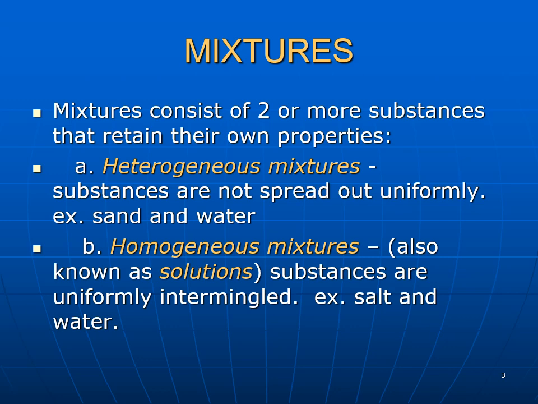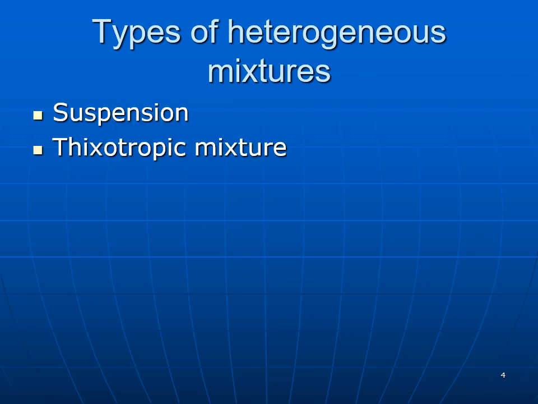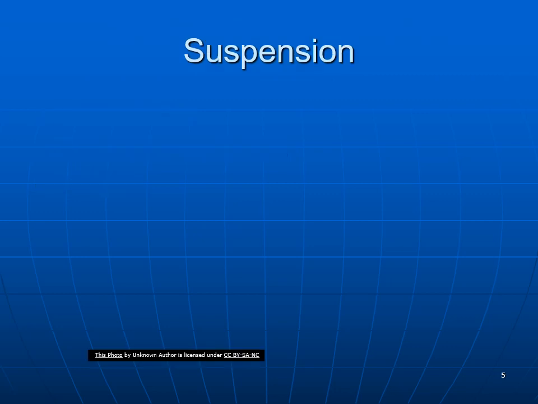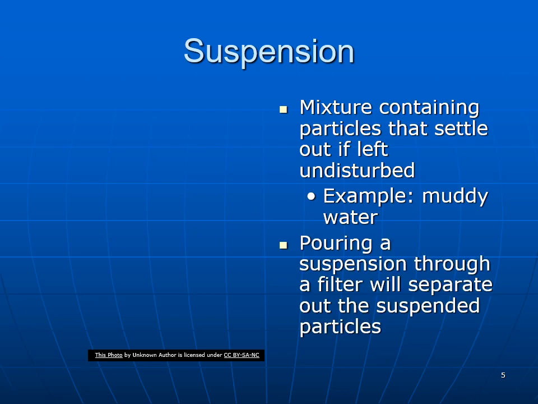Let's get more into detail though, first with heterogeneous mixtures. We have a few types of heterogeneous mixtures I want to talk about. The first type is called a suspension. Then we have something called thixotropic mixtures, and then we have colloids. First in the category of heterogeneous mixtures is suspensions. Here we have a mixture that contains particles that settle out if it's left undisturbed. Muddy water is one of the easiest examples of a suspension to visualize.